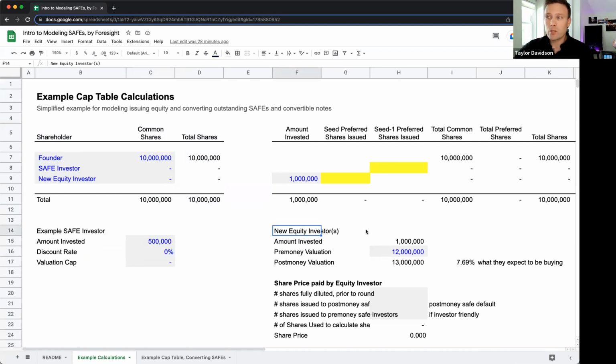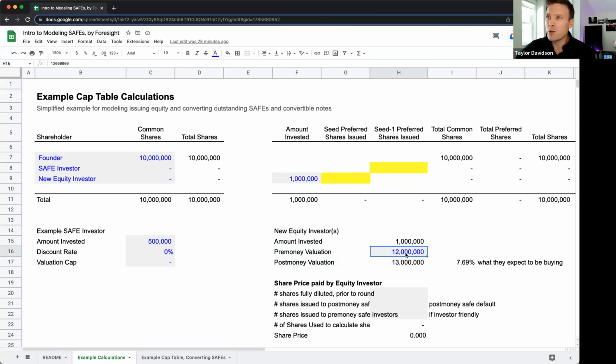Then I have a new equity investor coming in. For the new equity investor, I've just input a $1 million investment. So the total investment is $1 million. And I have here a pre-money valuation and a post-money valuation. I'm just assuming the pre-money valuation is 12 million.